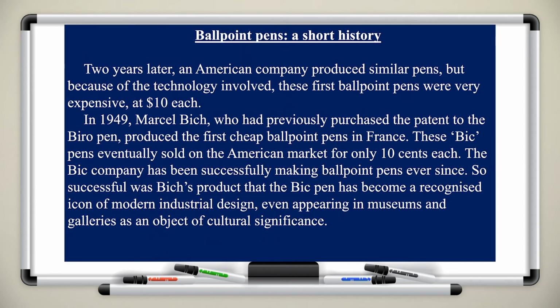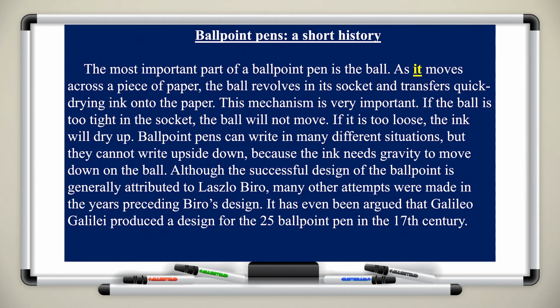So successful was Bich's product that the Bich pen has become a recognized icon of modern industrial design, even appearing in museums and galleries as an object of cultural significance. The most important part of the ballpoint pen is the ball. As it moves across a piece of paper, the ball revolves in its socket and transfers quick-drying ink onto the paper. This mechanism is very important.